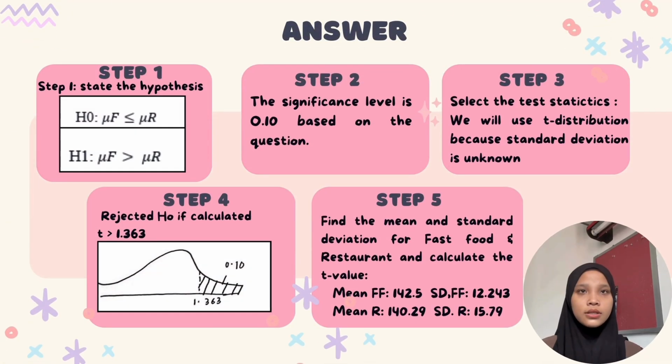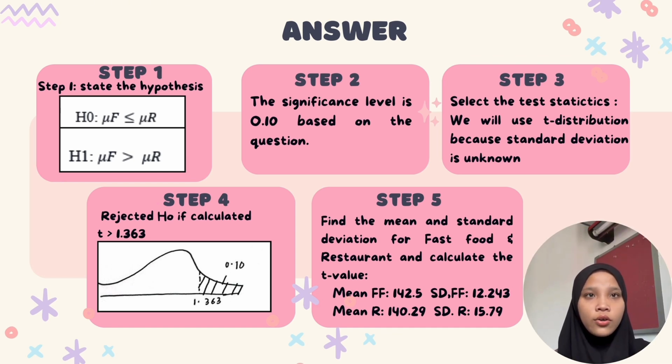The first step is to state the hypotheses. So the question is a greater than. So the H0 is mu F less than or equal to mu R, and H1 is mu F more than mu R. Step 2 is the significance level is 0.10 based on the question, and step 3 is to select the test. We will use the t-distribution because the standard deviation is unknown. Step 4 is reject H0 if the calculated t is more than 1.363.